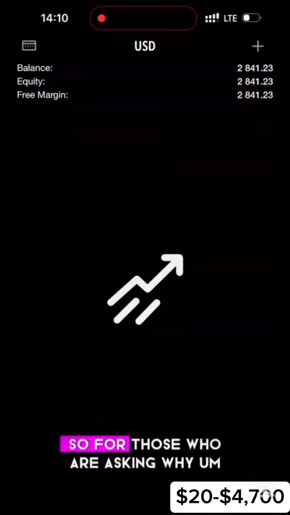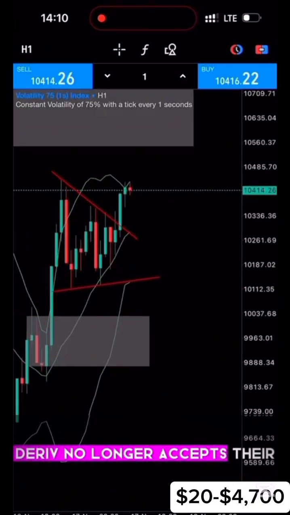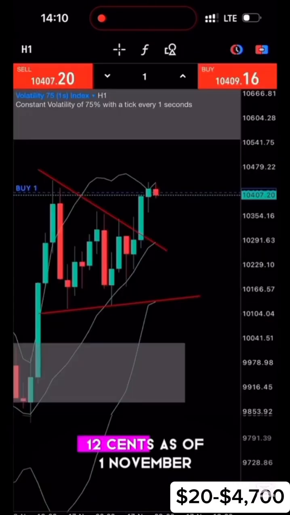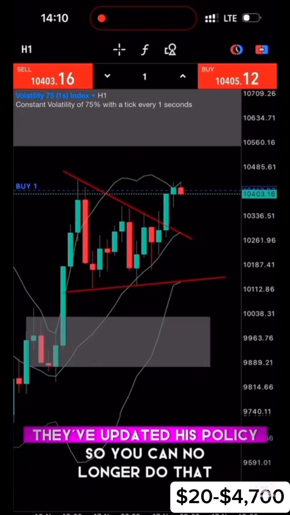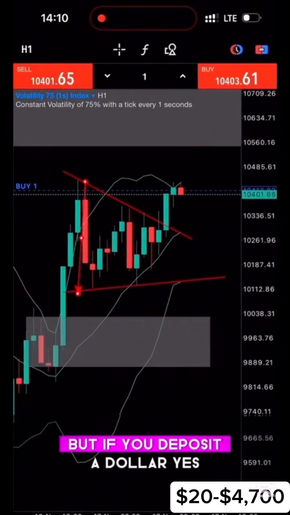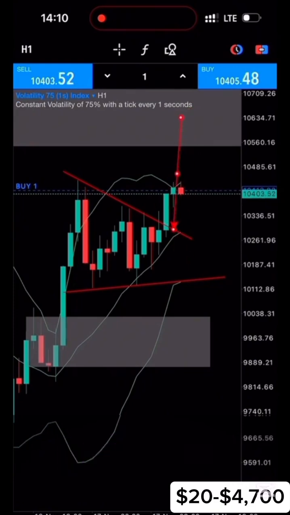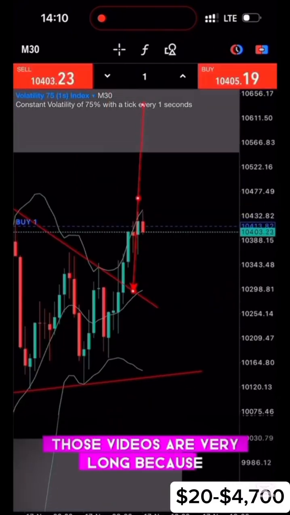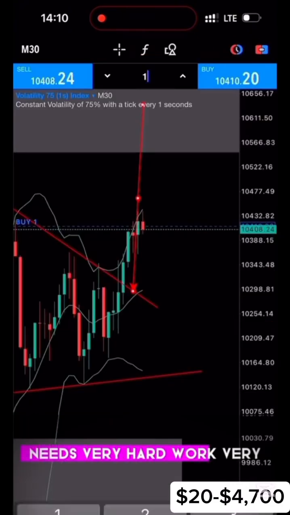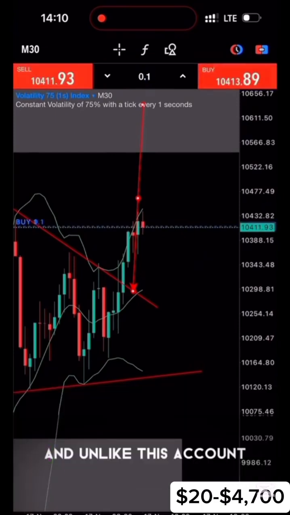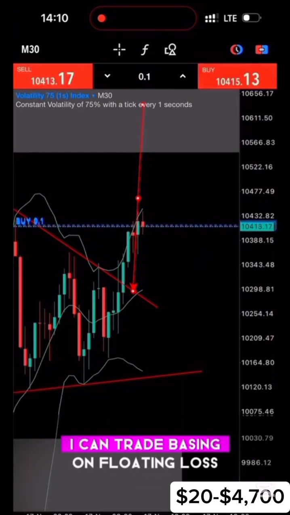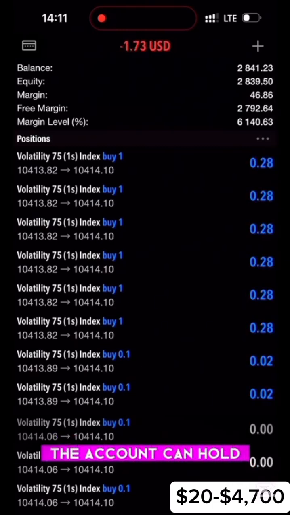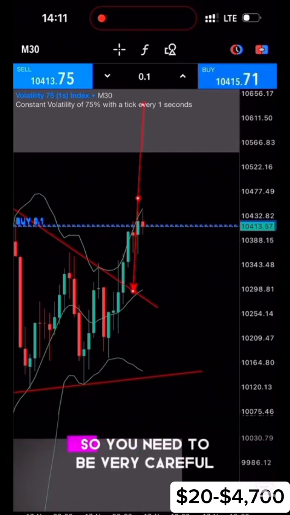For those who are asking why Deriv no longer accepts their orders using cents, like 3 cents, 12 cents, as of 1 November, Deriv updated its policy, so you can no longer do that. But if you deposit $1, it still works. I'm going to be doing a video for you on that. Those videos are very long because raising a very small account needs very hard work. We have to concentrate on how to get a sharp entry. Unlike this account, I can trade basing on floating loss because I know the account can withstand it when the floating loss comes, but cents will not withstand, so you need to be very careful.